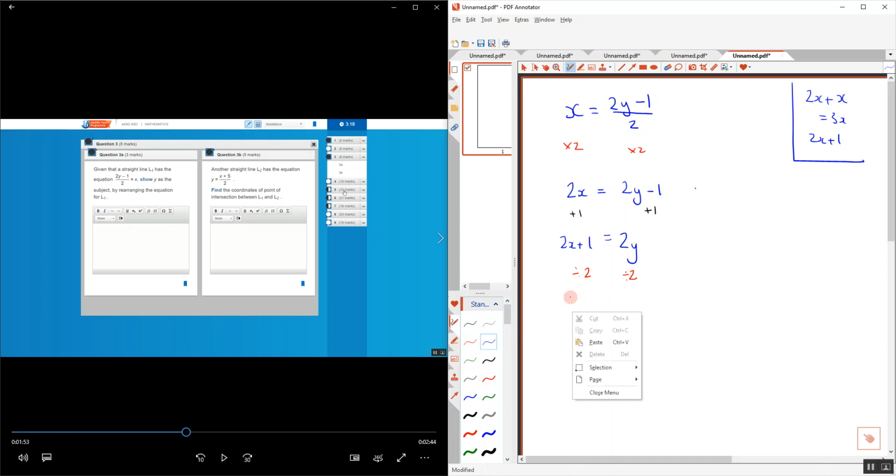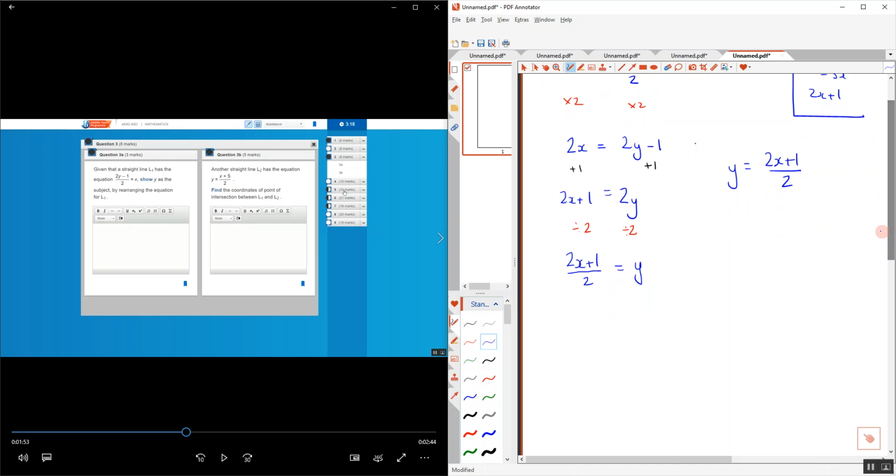I've got 2x plus 1, and then how do I show that I'm dividing it all by 2? This is all over 2, good. And on the right-hand side, I'm left with just this y. So I get y equals 2x plus 1 over 2.